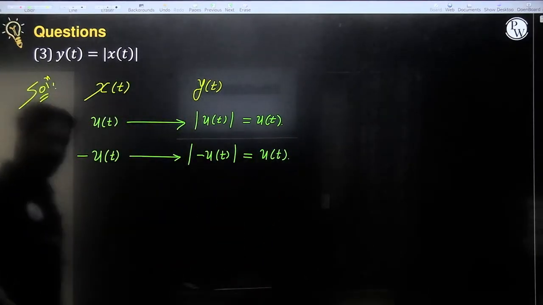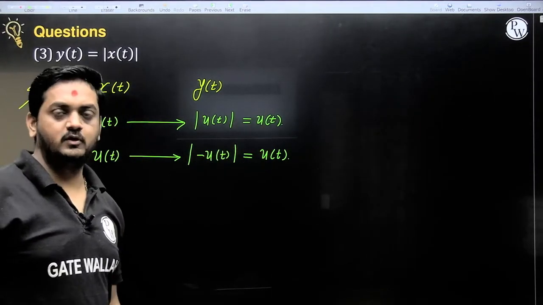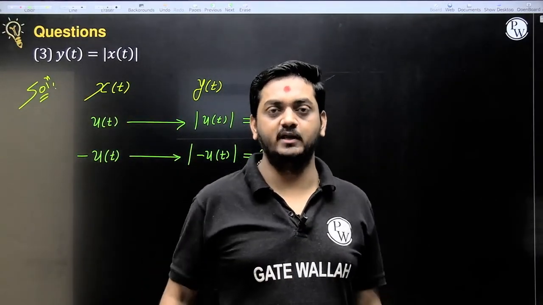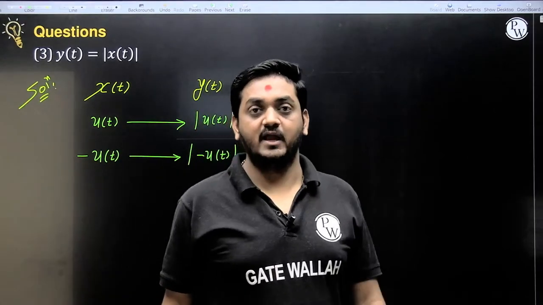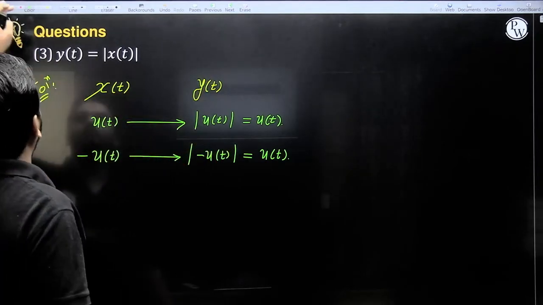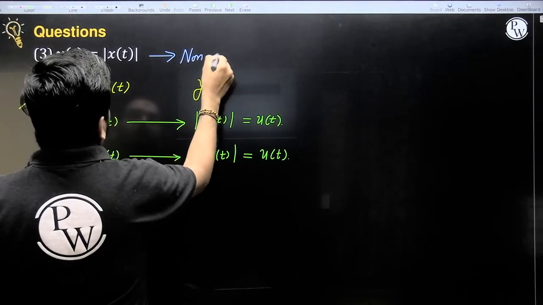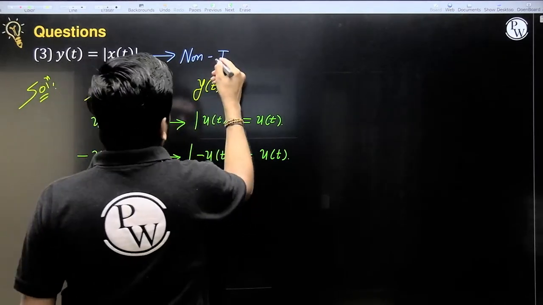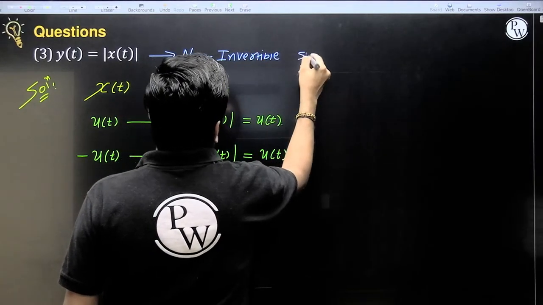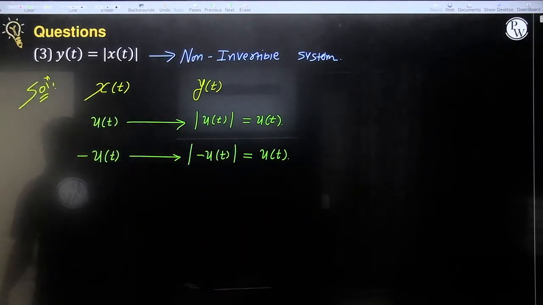So we can see here you are giving different inputs, but due to this mod you are getting the same output. So for different inputs we are getting the same output, that's why the given system is said to be non-invertible, and we cannot find the inverse system of a non-invertible system.